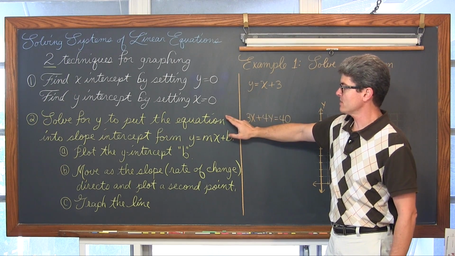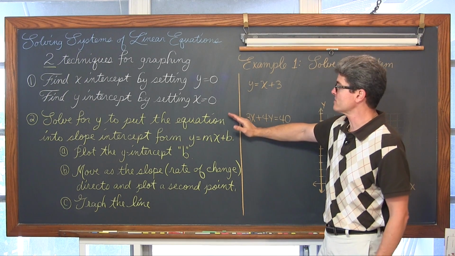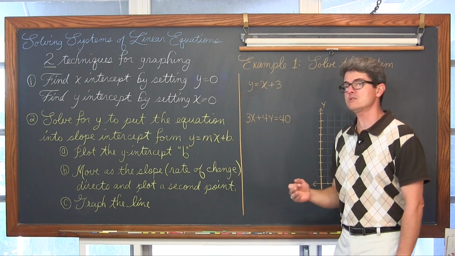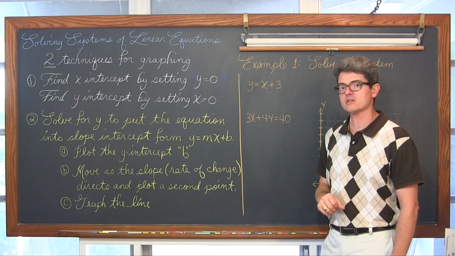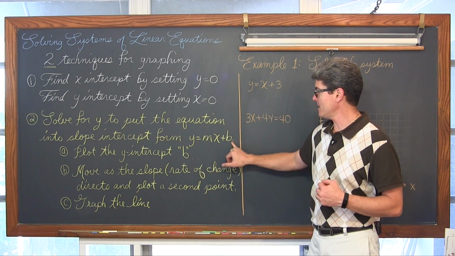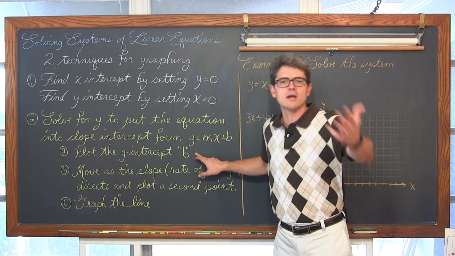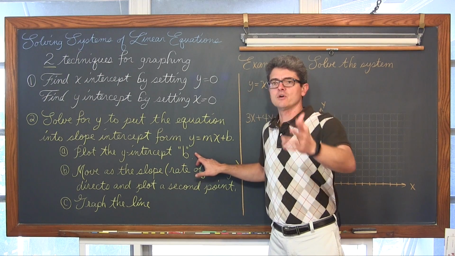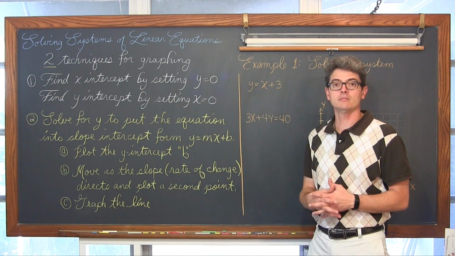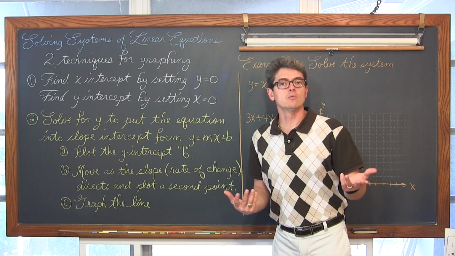Most of the time, we like to graph linear functions by going into slope-intercept form. So we can solve for y to put the equation into slope-intercept form. That's y equals mx plus b. We're going to remember that we're going to plot the y-intercept first. You need to have a starting point. How do you give directions to somebody to go from point A to point B if you don't know where you're leaving from? I can't give you directions to your local mall if I don't know where you're at that time.